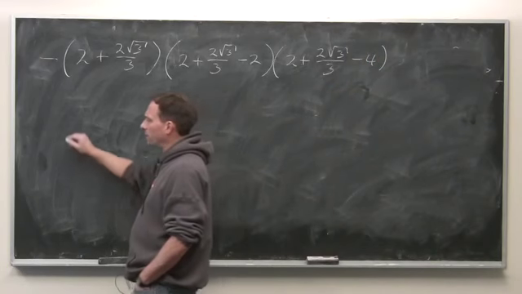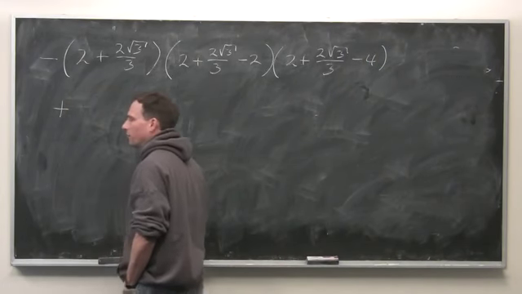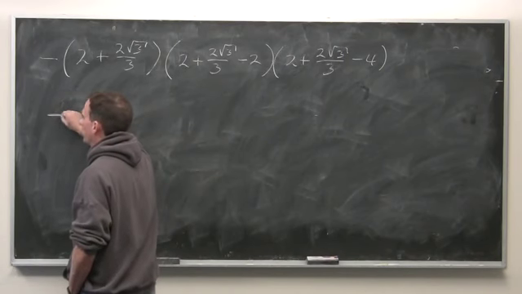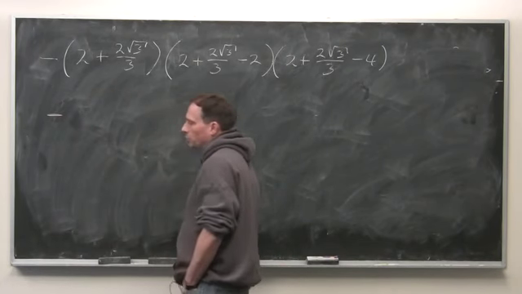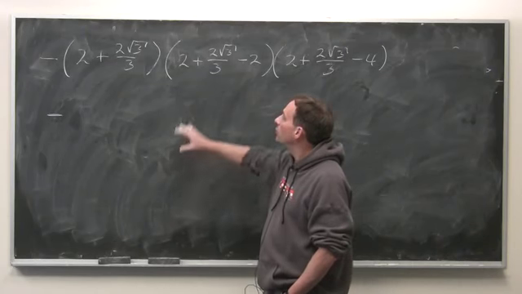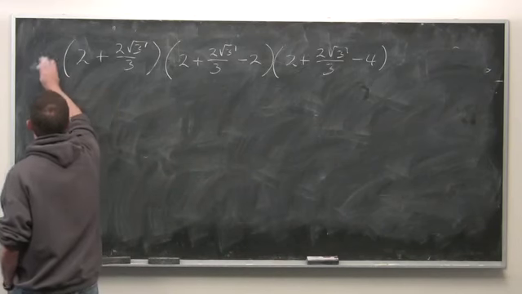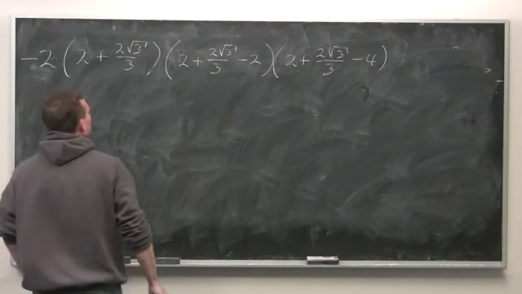and then you get what you get from the other part. But when you plug in the 4, you get 0, and then you subtract what you get when you plug in the 2 plus 2 times square root of 3 over 3. You get this exact quantity again, so I'm just going to write that we get minus 2 times this.